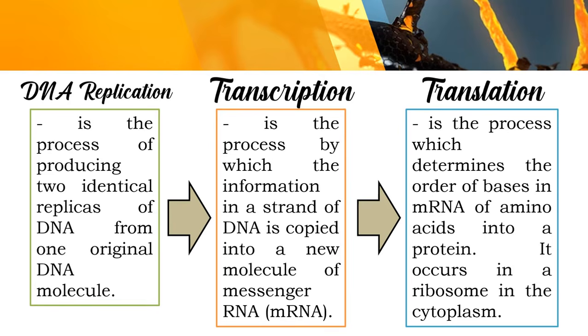Let us talk about DNA replication, transcription, and translation. DNA replication is the process of producing two identical replicas of DNA from one original DNA molecule. Transcription is the process by which the information in a strand of DNA is copied into a new molecule of messenger RNA or mRNA. Translation is the process which determines the order of bases in mRNA of amino acids into a protein. It occurs in a ribosome in the cytoplasm.